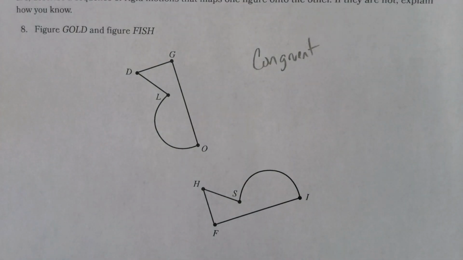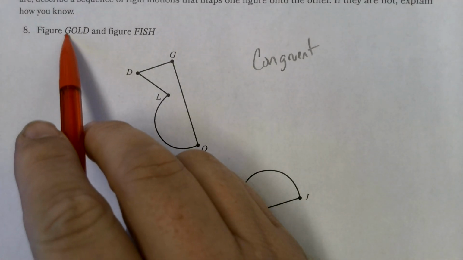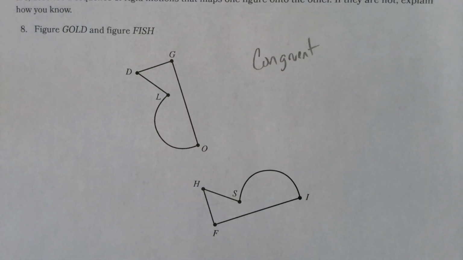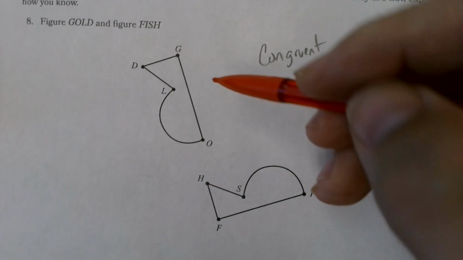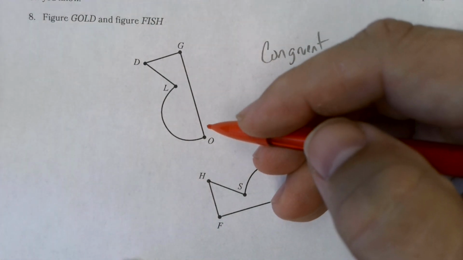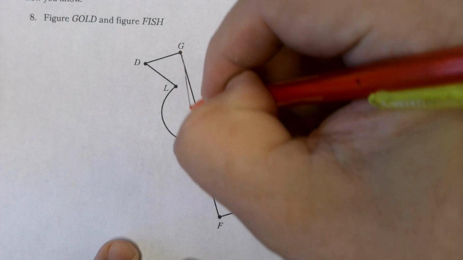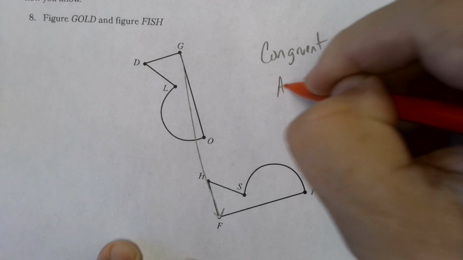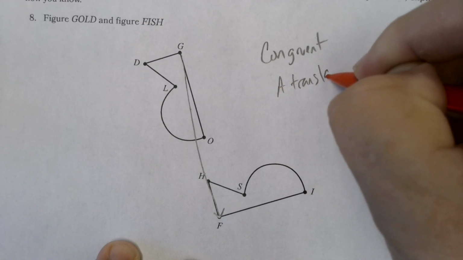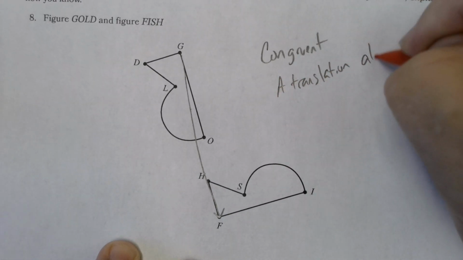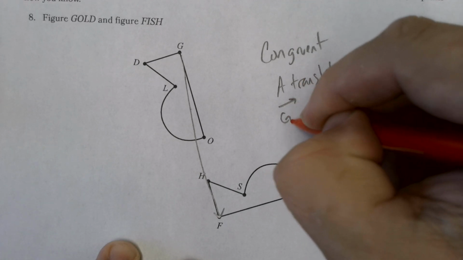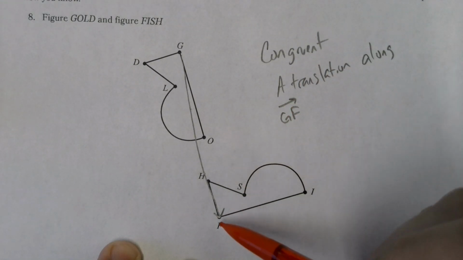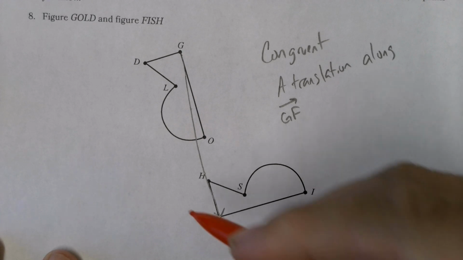Okay, well, how would we figure out how they are congruent? Or how could we map them onto each other? Well, I know that G and F are the ones that match up, so I would have a translation to map these onto each other. Okay, a translation along GF.